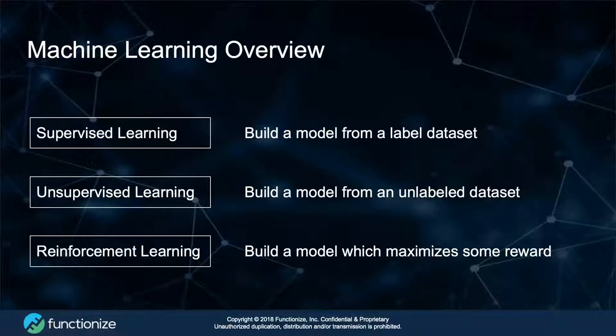Machine learning is broken up into three main categories: supervised learning, unsupervised learning, and reinforcement learning. What are the differences between those three types of machine learning? Supervised learning means you're building models from labeled data.